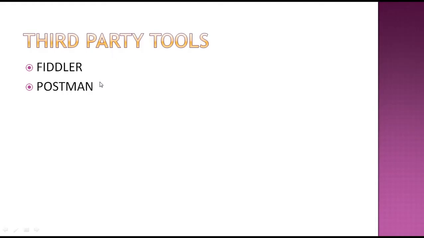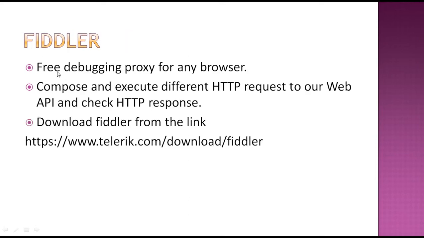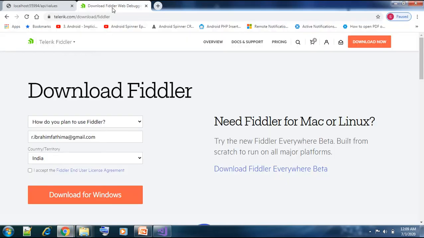These are the two third-party tools for testing Web API. First one is Fiddler. This is a free debugging proxy for any browser. We can use this to compose and execute different HTTP requests to our Web API and check that HTTP response. First, we need to download Fiddler from this website. You can fill in the details and download Fiddler for your respective operating system. I have Fiddler in my system and installed it.